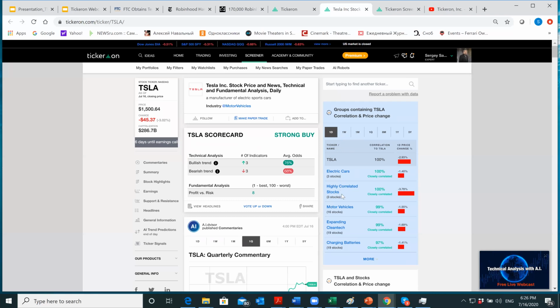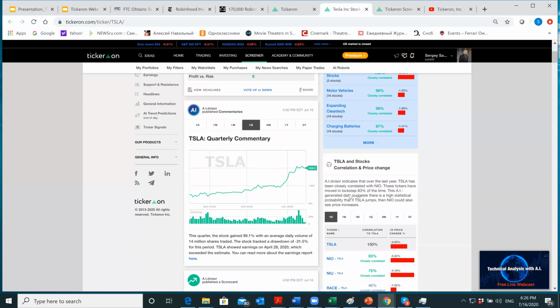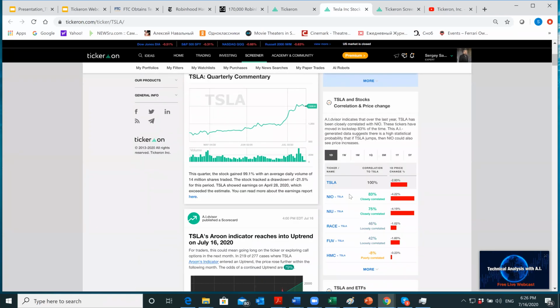Correlation. Correlation is an important characteristic to see where the crowd goes, okay? So now, let's look at this next part of this analysis. It is a correlation to a specific stock, kind of pair. We have a concept of pair trading. So for instance, NIO and Tesla, 83% of correlation.